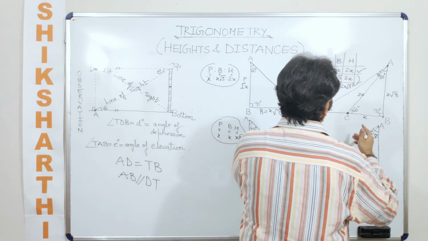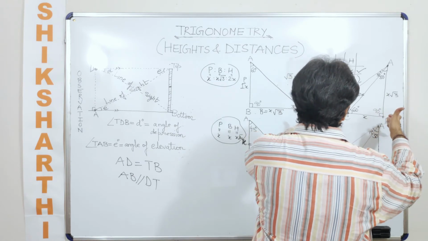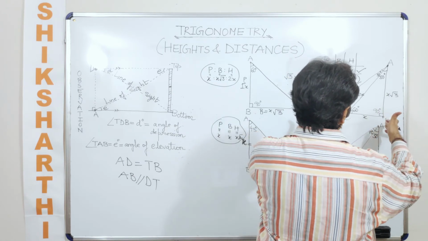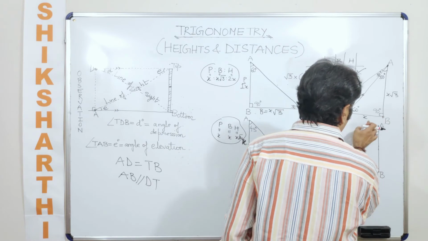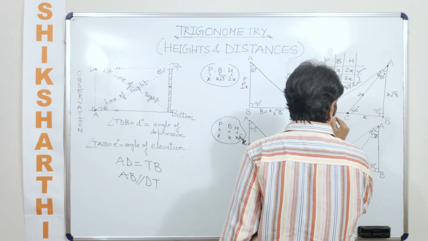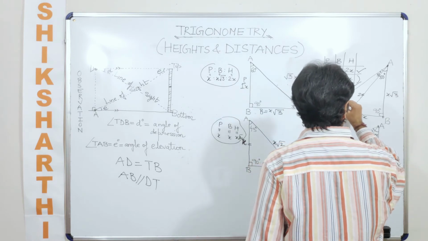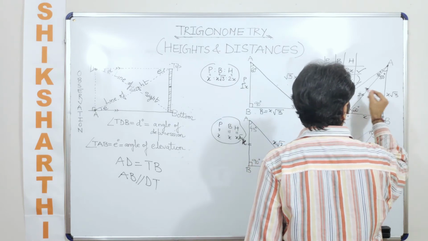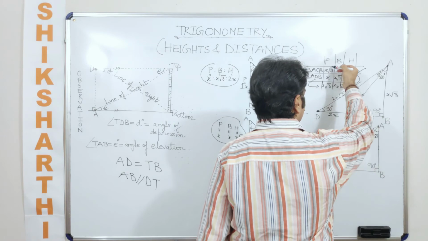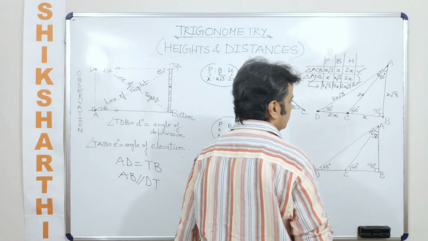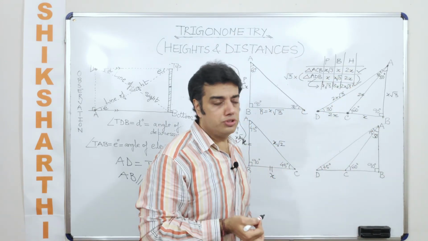So what is the length of DB now? 3X, and this length BC is X. In that case, CD becomes 2X, and the hypotenuse length here becomes 2X root 3. The length of the perpendicular in both cases remains the same. The base changes and the hypotenuse also changes.